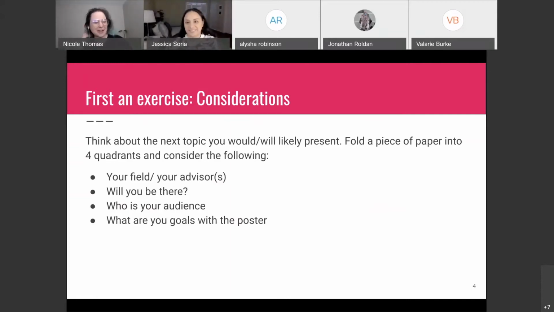Awesome. Okay, so this exercise is going to be about the next topic that you would like to present. Fold that paper into four quadrants or draw four quadrants on your computer or your sticky note, and you will consider the following. So in the first quadrant, your field and your advisor.